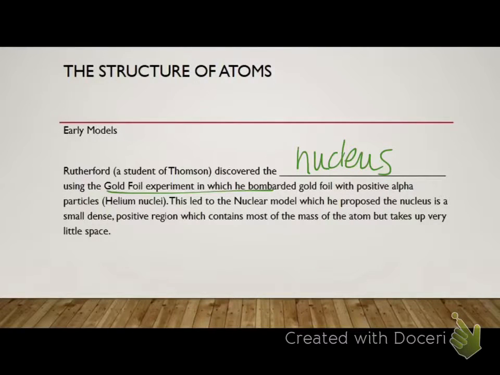What he expected was for all of the alpha particles to pass straight through, but what actually happened is some were deflected, and they were deflected in a very energetic way, so he concluded that there was a small, positive region that contains most of the mass but takes up very little space.